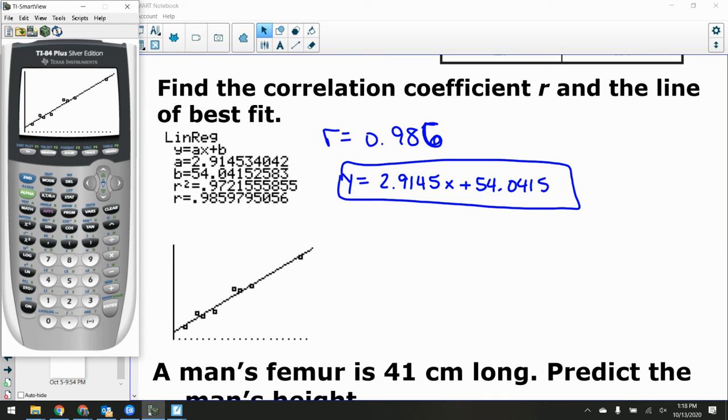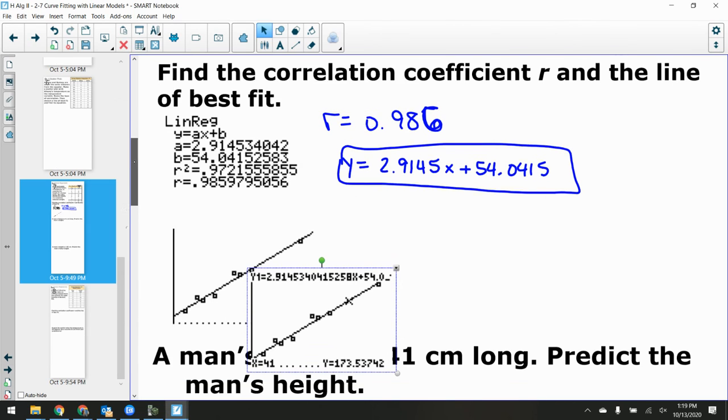All right, so a man's femur is 41 centimeters. Now, is the femur the x value or the y value? It's the x value, right? So perfect. I can go second calculate value. I don't have to do any of that funny business with the horizontal line coming across. I can say, okay, what's the y value when the x is 41? The y value is 173.5.